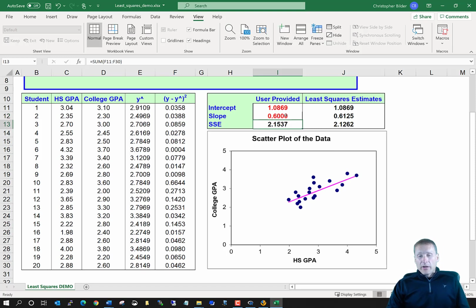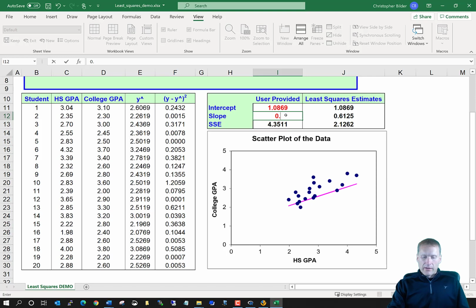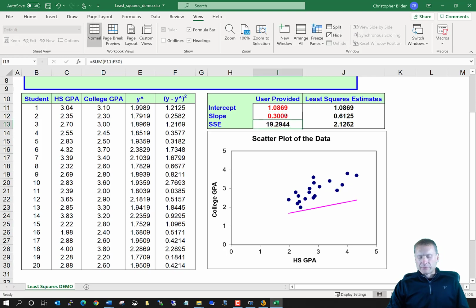Okay, well that looks pretty good. And look at how that SSE is fairly close to the best possible, the smallest possible value there. Suppose I keep on going lower. Oh, now my SSE is going up again. And if I keep on doing this, my SSE keeps on going up.